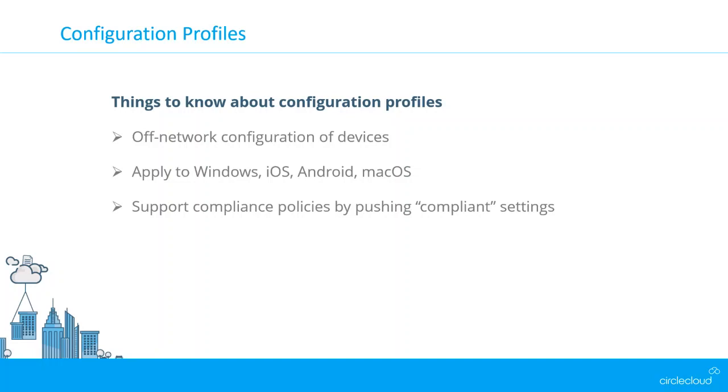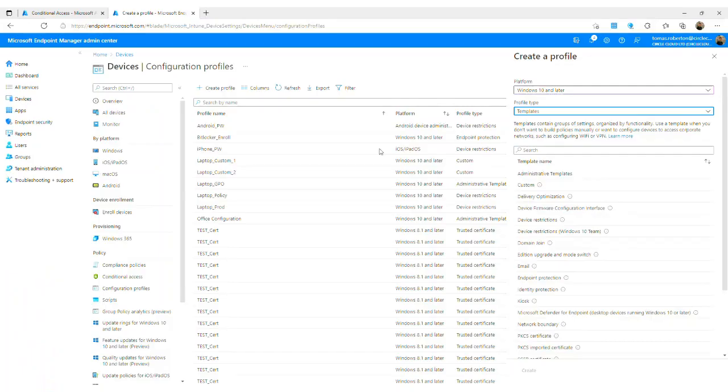An example of this would be for your compliance settings. If one of your compliance settings is to require BitLocker or Windows Defender, or whatever it is you're looking for from a compliance perspective, we can use configuration profiles to push settings that match that. So we can use a configuration profile to configure BitLocker and enable it, whereas a compliance policy will just check for it. So the configuration profiles can support the compliance policies as well.